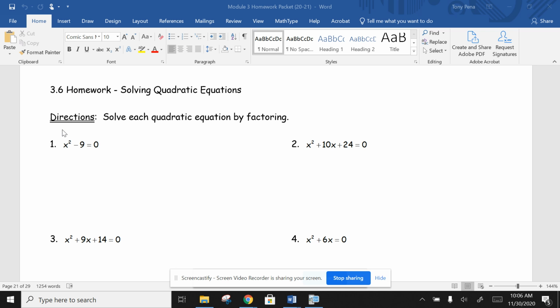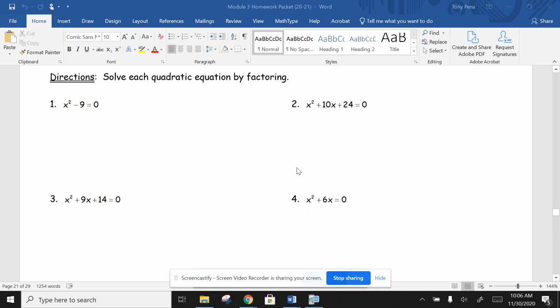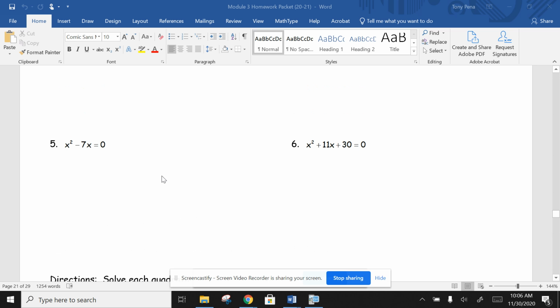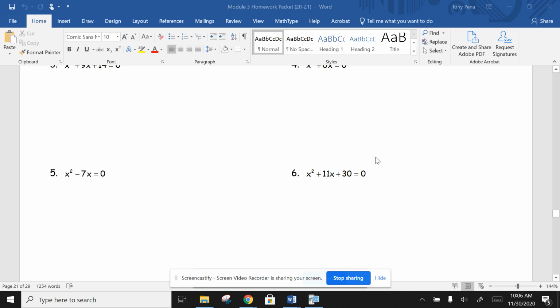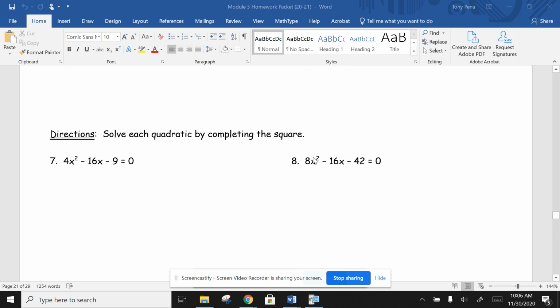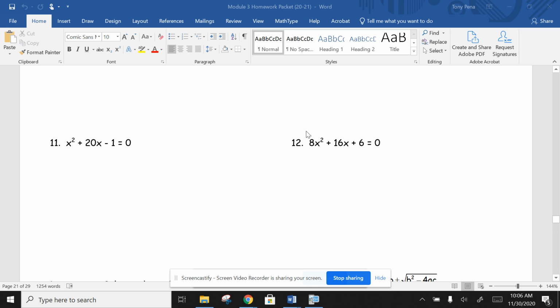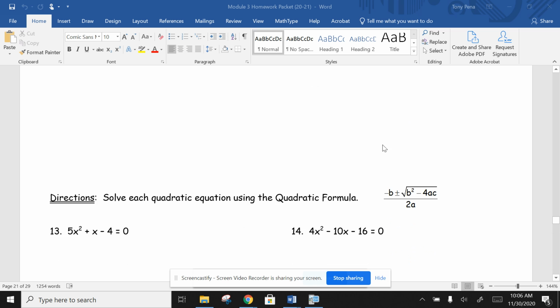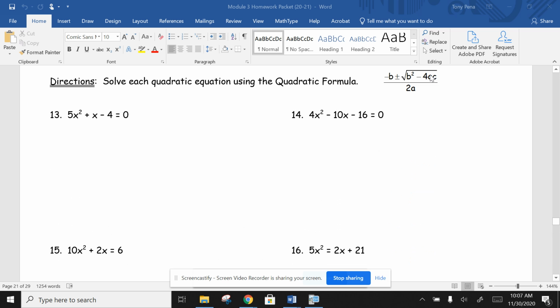So in the homework, these directions are simply solve the quadratic equation by factoring. So 1 through 6, those should all factor nicely. We can use the other methods if we wanted, but right now, 1 through 6 is simply factoring. 7, 8, 9, 10, 11, and 12, we're completing the square. You're only going to do those by completing the square. And some of those I'm not even going to have you do. And then the last 4 were with the quadratic formula. So we're going to do these in isolation as a little review.